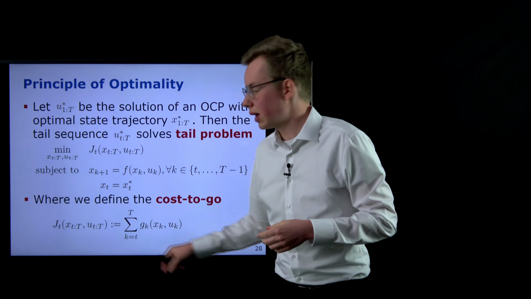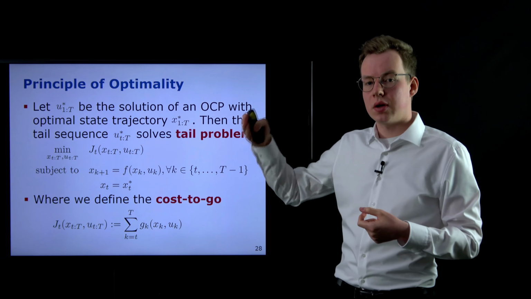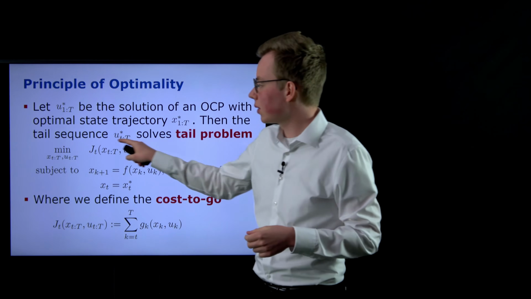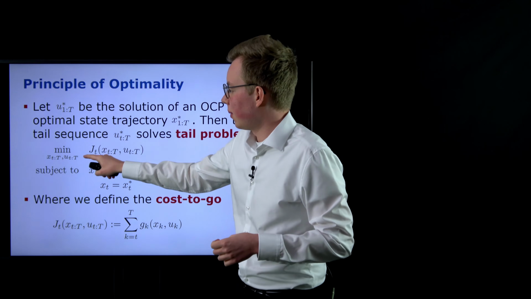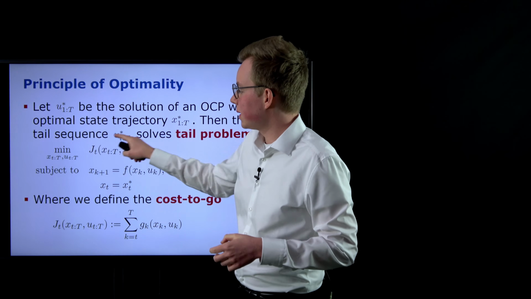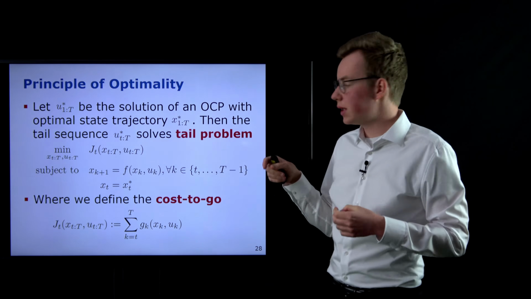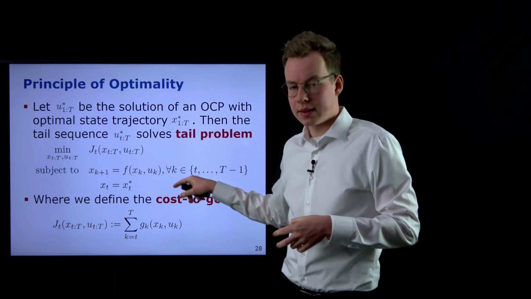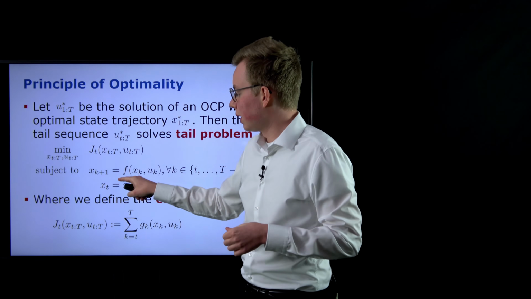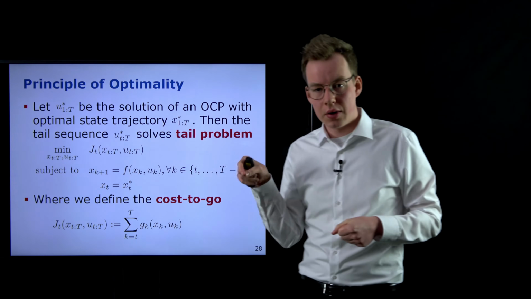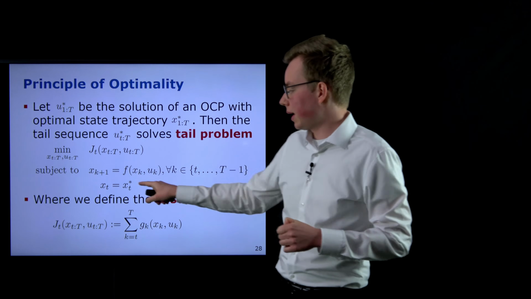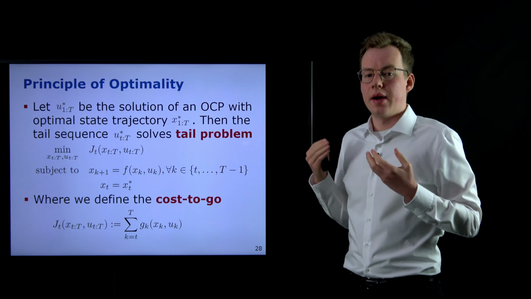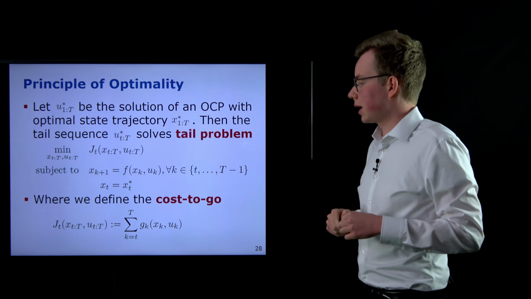So this cost just cares about all the stage costs after our intermediate time step t. And so this tail problem says we want to minimize this cost to go starting from t into the future, with only the tail constraints and with the initial condition that we start on our optimal trajectory at time t. And so this is exactly the same as the example that we've seen on the previous slide.